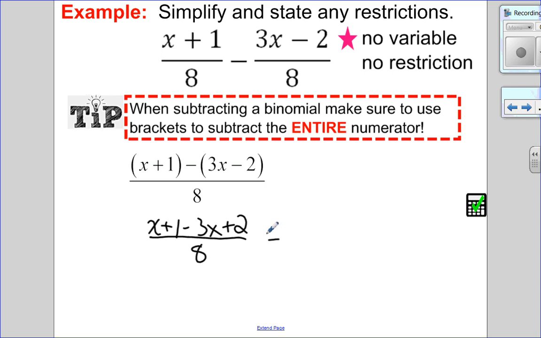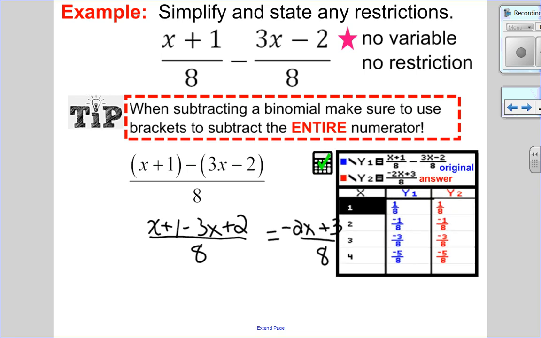And then all I have to do is group my like terms. So x take away 3x is negative 2x, 1 and 2 is 3, and that's all over 8. So I always like to do the check. So putting that into my calculator, you can see original in Y1, answer in Y2. And because Y1 equals Y2 in the table, that's where the check always happens, I know I did this correctly.